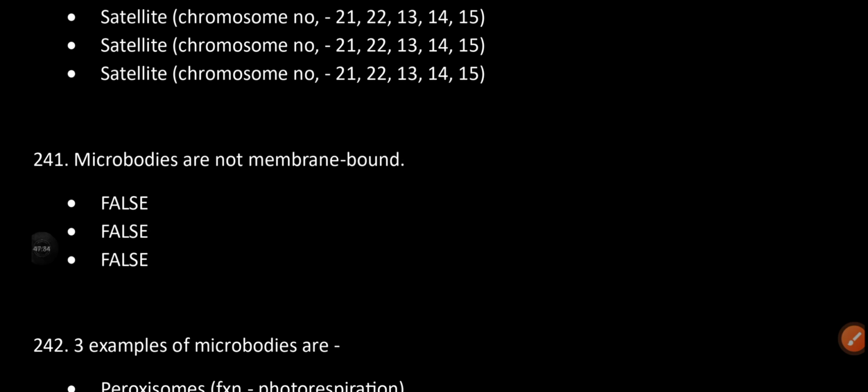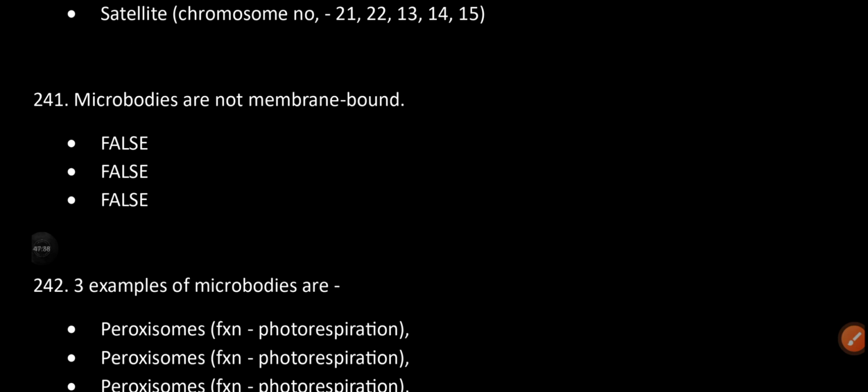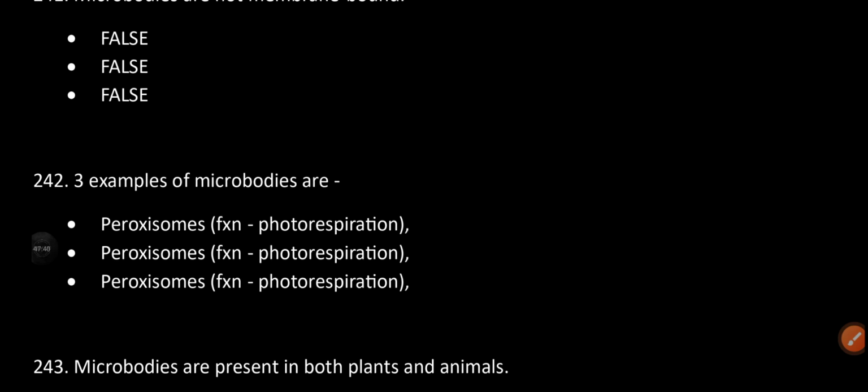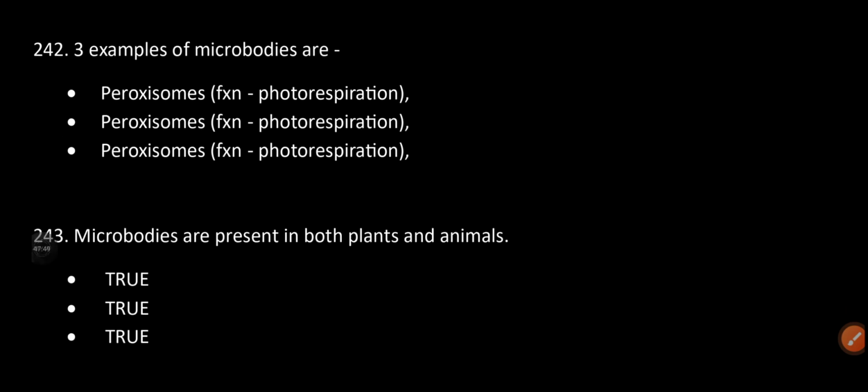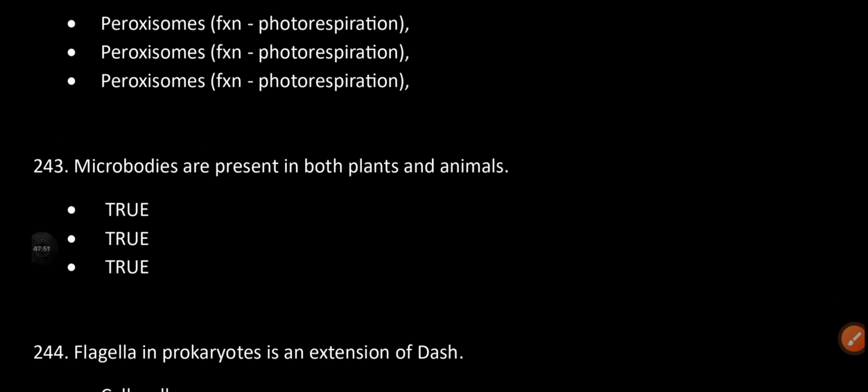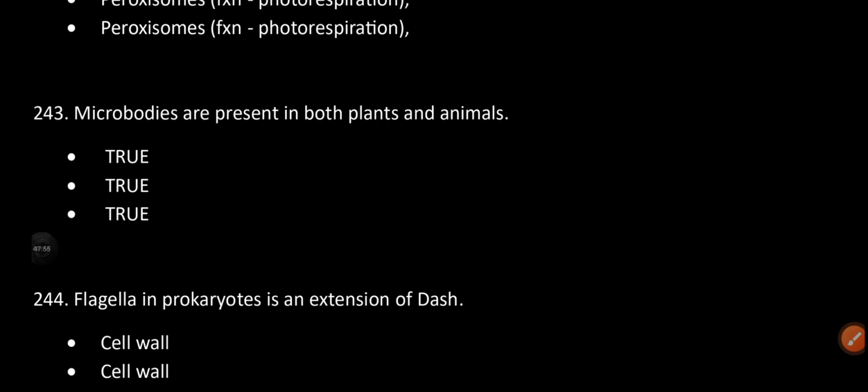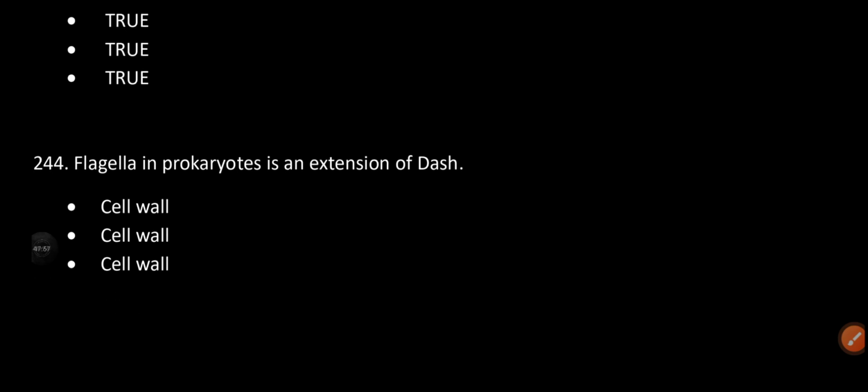Microbodies are not membrane bound. False. 3 examples of microbodies are peroxisome, function, photorespiration. Microbodies are present in both plants and animals. True. Flagella in prokaryotes is an extension of cell wall.